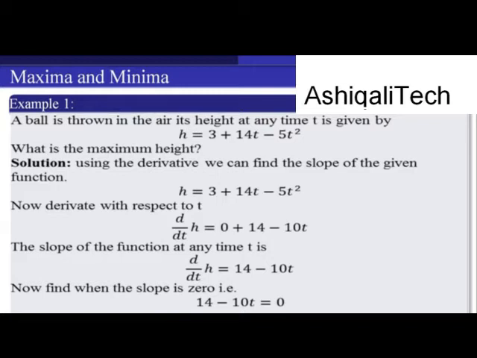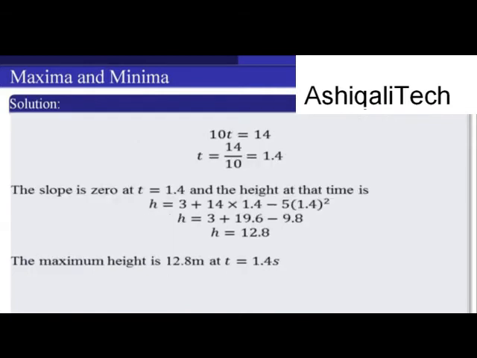Now we calculate the slope of the given equation. The slope of the function at any time t is given by dh/dt = 14 - 10t. Now we put the slope equal to 0. That is, 14 - 10t = 0. So we get 10t = 14. That is, we get t = 1.4. The slope is 0 at t = 1.4.